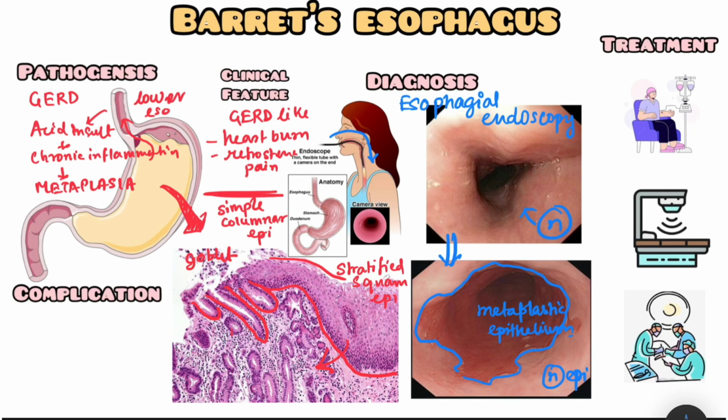Now, this Barrett's esophagus has multiple complications. By definition, it is a metaplasia. Long-standing metaplasias can lead to something known as dysplasia, and dysplasia can lead to cancer, and hence the complication of Barrett's esophagus is esophageal cancer.